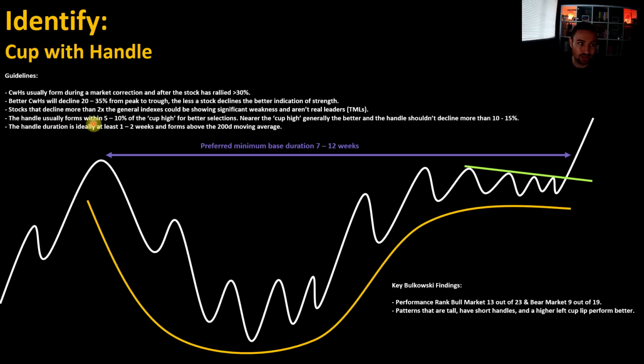The handle duration is at least 1 to 2 weeks and forms above the 200-day simple moving average. Bulkowski found that it was 13 out of 23 in bull markets and 9 out of 19 in bear markets. So it's an okay chart pattern.